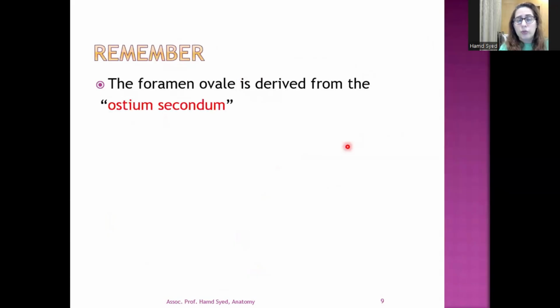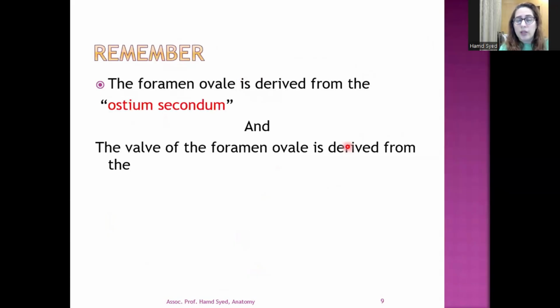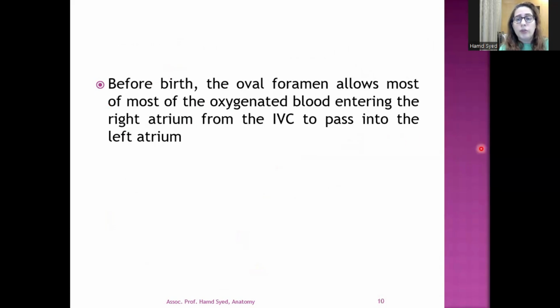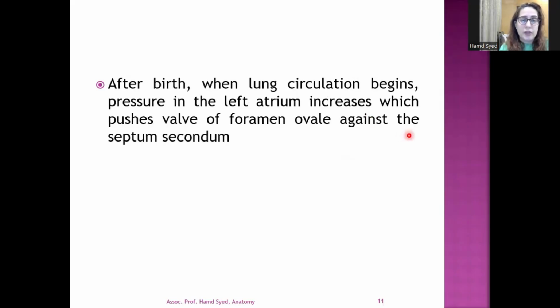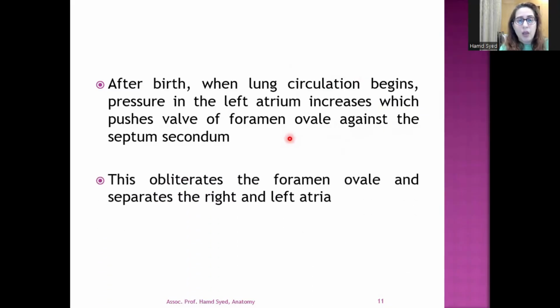So like I told you, the foramen ovale is derived from ostium secundum and its valve is derived from septum primum. Now, before birth, the function of the foramen ovale is that it allows most of the oxygenated blood entering the right atrium from the inferior vena cava to pass into the left atrium. Now, after birth, when lung circulation begins, the pressure in the left atrium will increase, and that will push the valve of foramen ovale against the septum secundum. And this obliterates the foramen ovale and it separates the right and left atria.